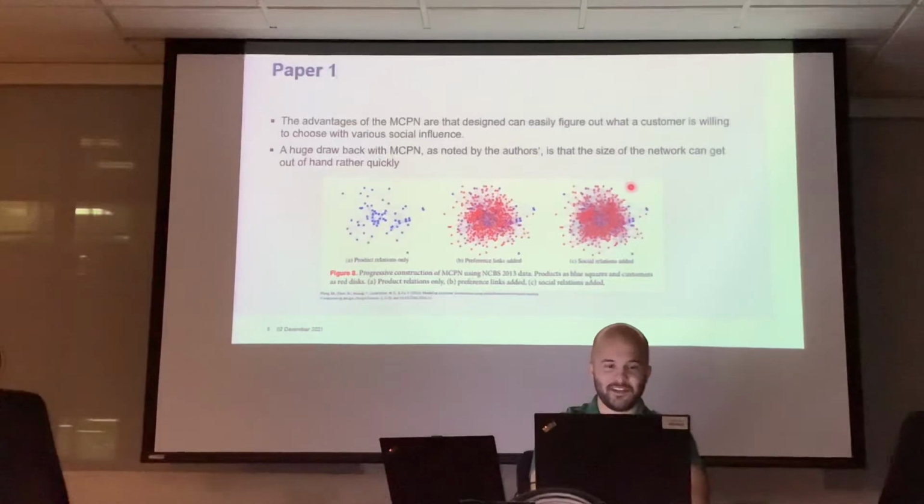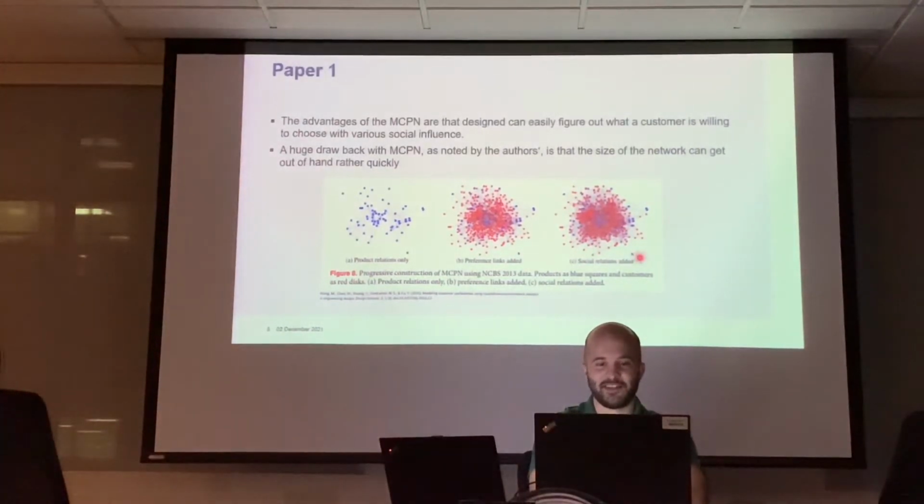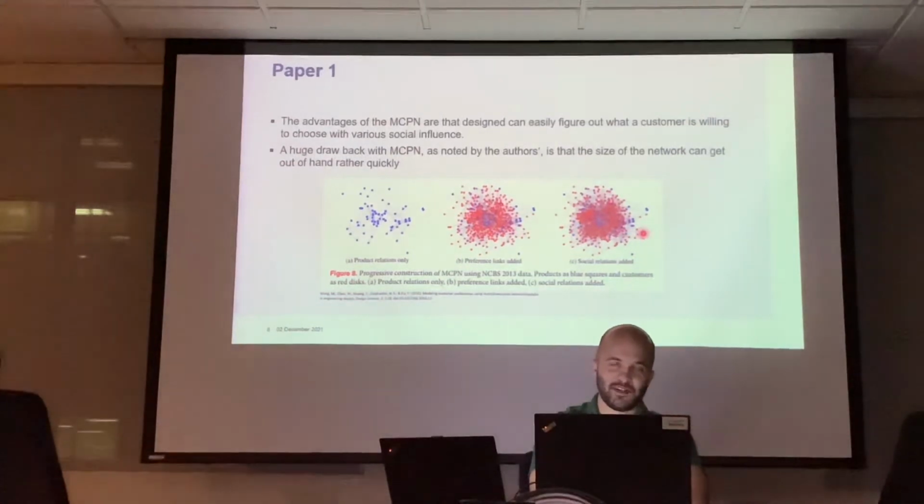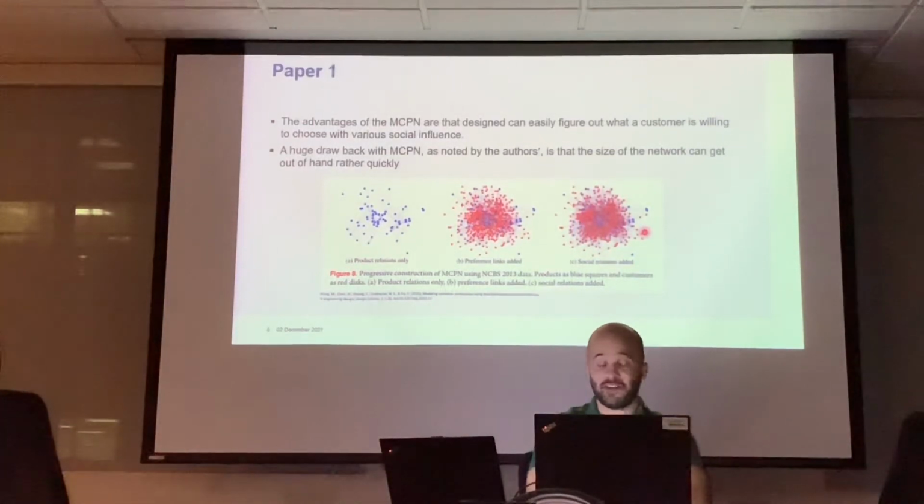As you can see in this diagram that they posted, this is just the product relations only. Then you add in the preference links, it gets a little bit more complicated. But then when you add the social relations, it's a mess. So that is why they want to do more work on developing this network. It's a very interesting paper.